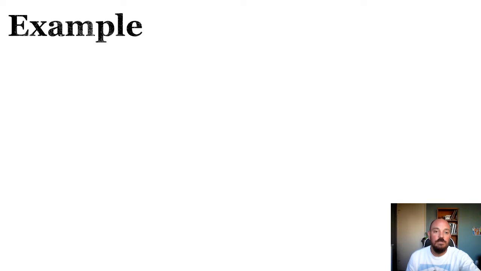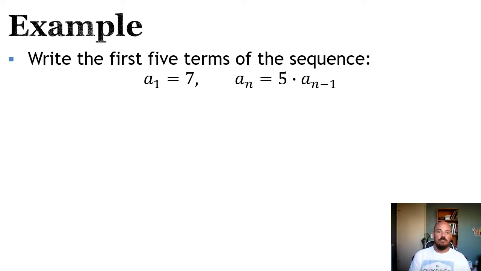So a real recursive formula will look something like this. You have the formula, an equals 5 times an minus 1. That's the same one we were just talking about. But this thing right here is the starting point. It gives you the first term. It says a1 is 7. So the first term is 7.